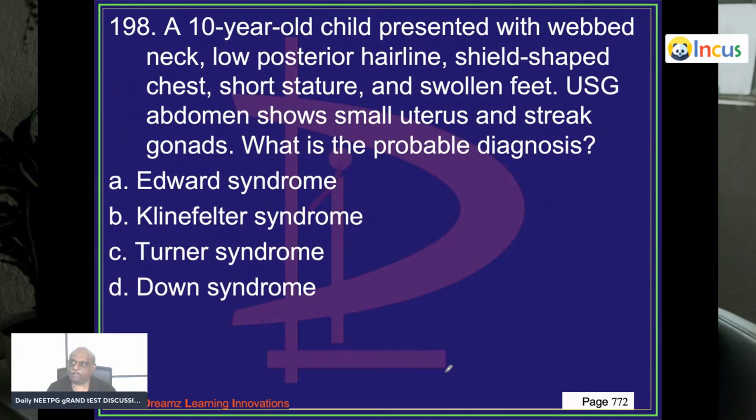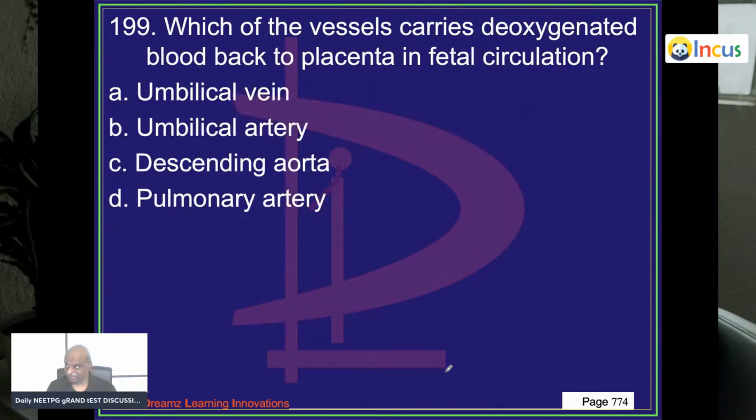A 10-year-old child presented with webbed neck, Turner. Deoxygenated blood back to the placenta, umbilical artery.